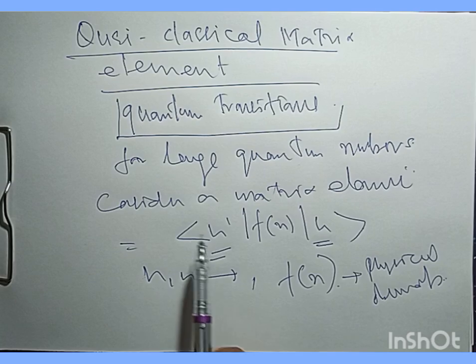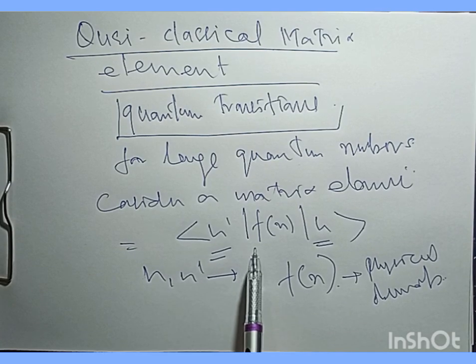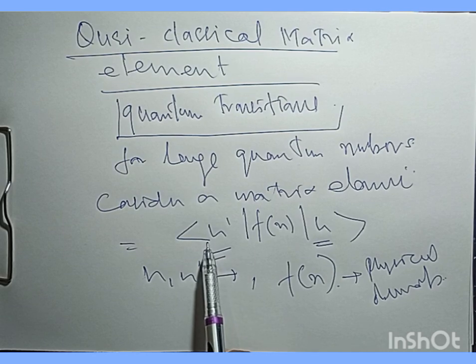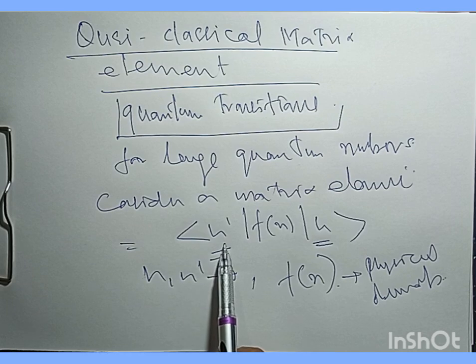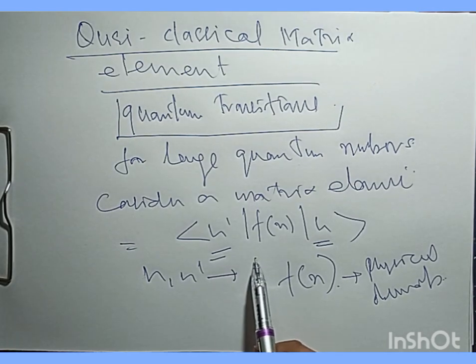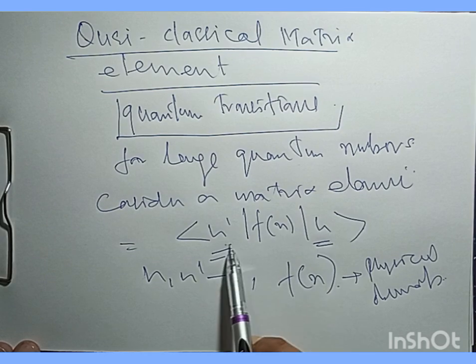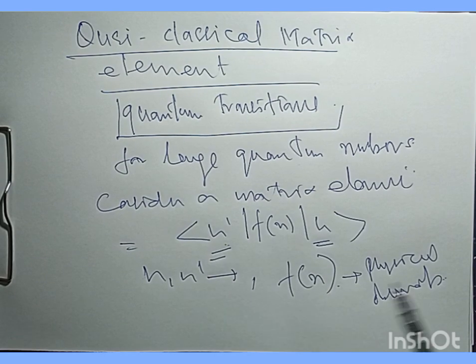So we have taken a matrix element, and we have written it down: we have the bra of n dash, then f of x, and then n, and this n and n dash are basically the quantum numbers referring to the different states.